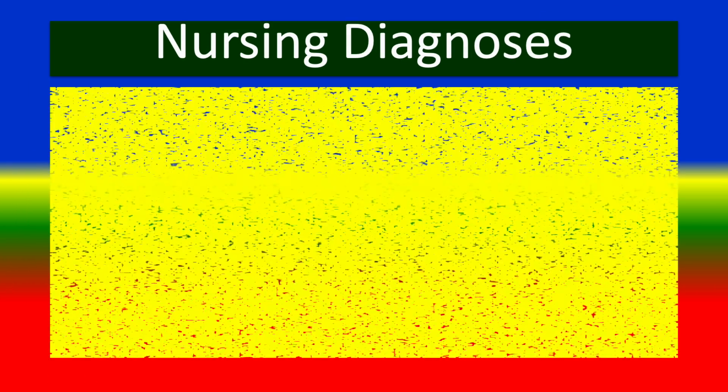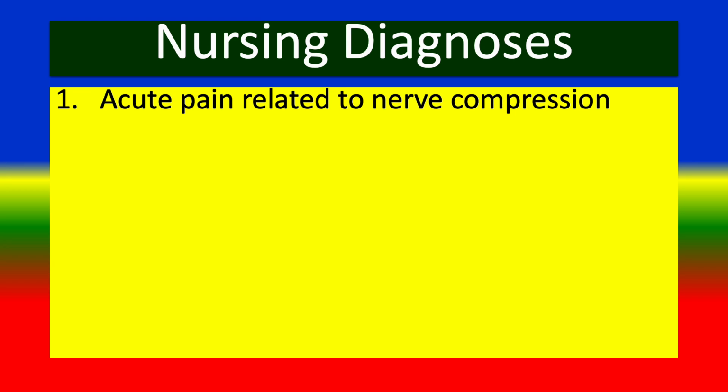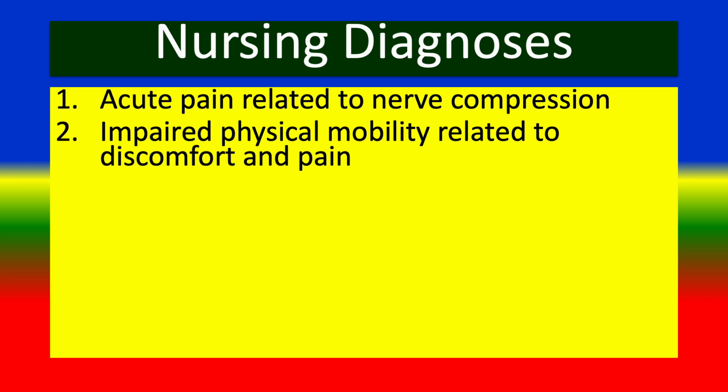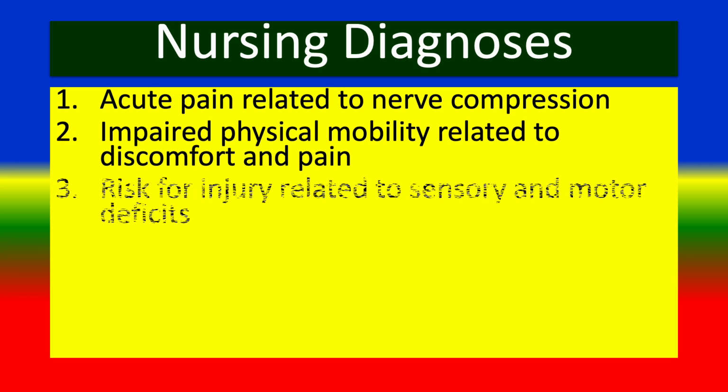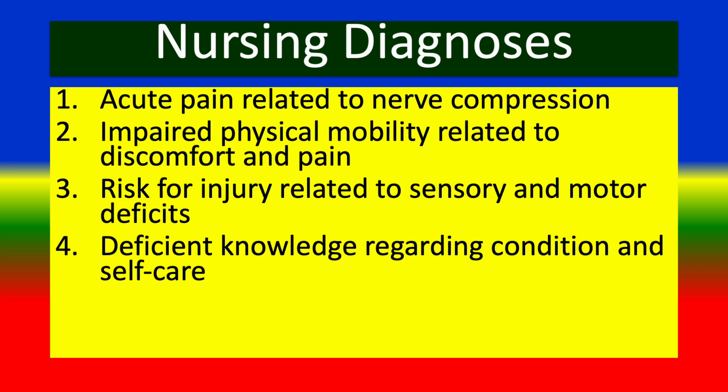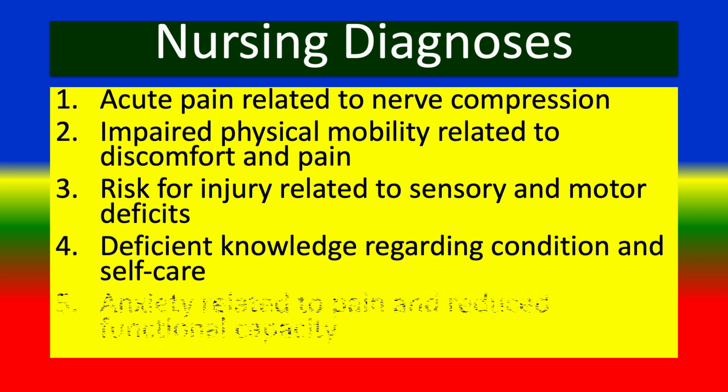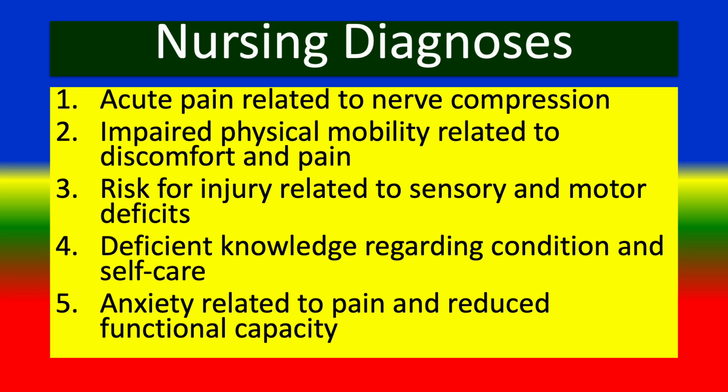Nursing diagnosis. 1. Acute pain related to nerve compression. 2. Impaired physical mobility related to discomfort and pain. 3. Risk for injury related to sensory and motor deficit. 4. Deficient knowledge regarding condition and self-care. 5. Anxiety related to pain and reduced functional capacity.